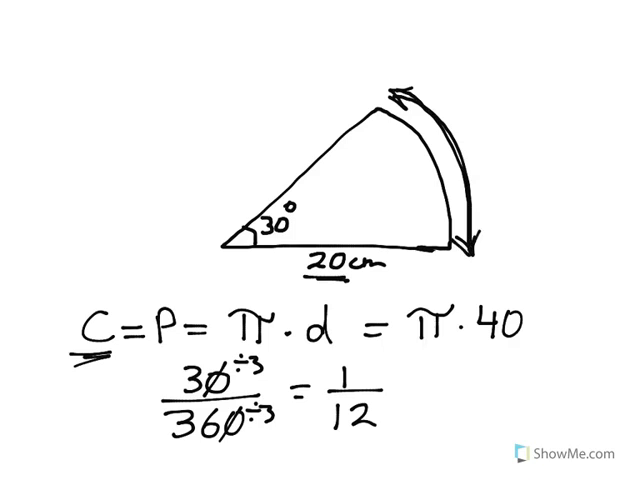So I want to know what 1/12 of this circle is, the circumference of 1/12. Well, then I will divide the circumference of the whole circle by 12, which would be 40 pi divided by 12. That would give me the perimeter of this arc, and that's how we work them out.